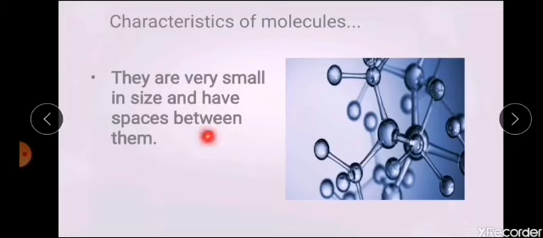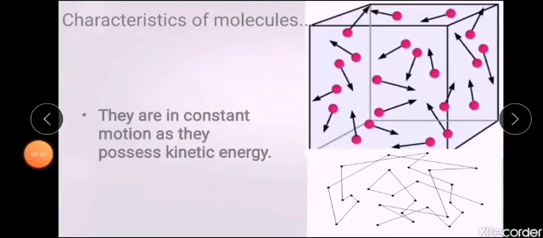Now the second thing is that these molecules have spaces between them. The spaces between the molecules are called intermolecular spaces. These intermolecular spaces vary in all the 3 states of matter: solids, liquids and gases. In detail we will see when we learn the topic states of matter.